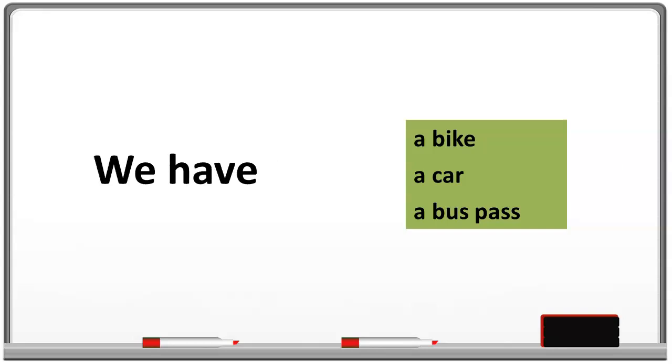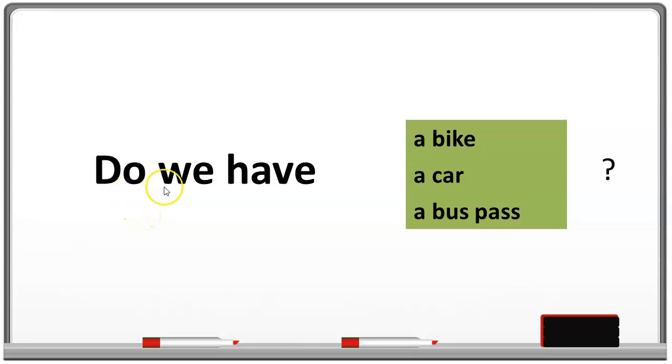We have. We have a bike. We have a car. We have a bus pass. Those are the statements. What is the question? Remember, a form of the verb to do before the subject. Remember, it's we do, so do. Do we have?